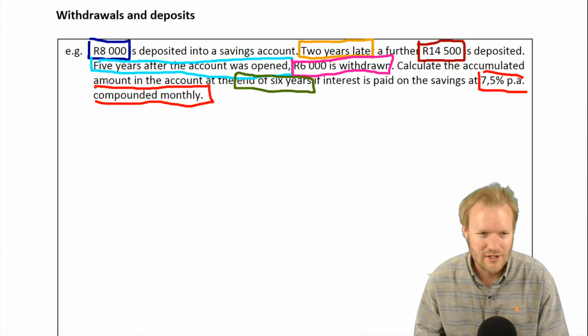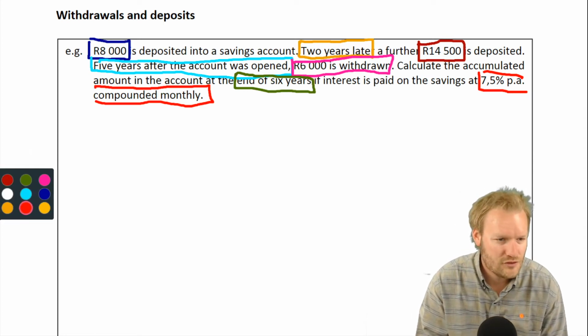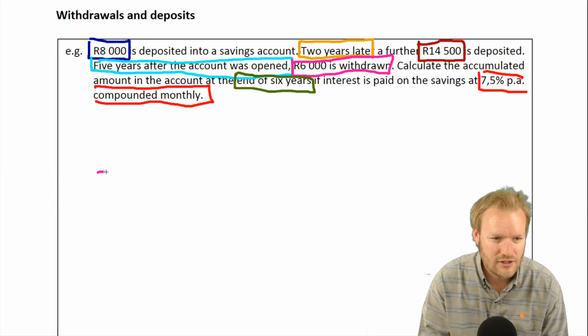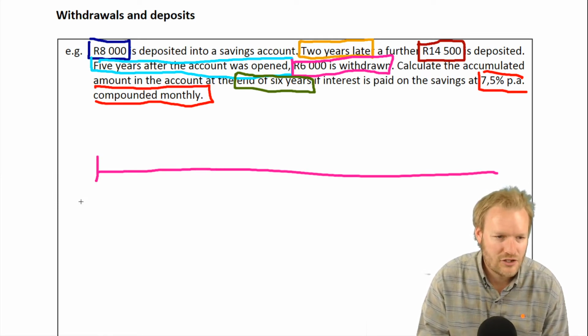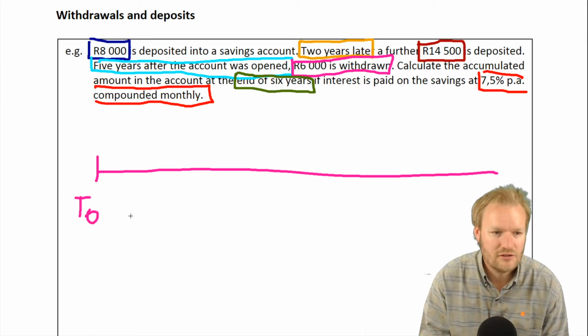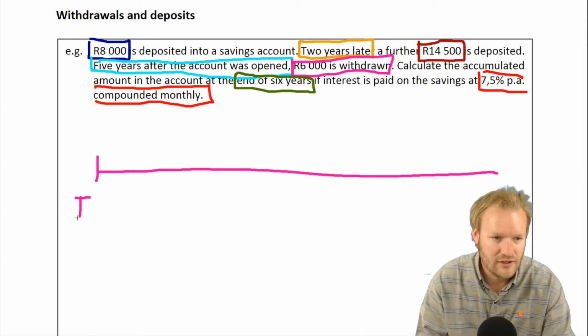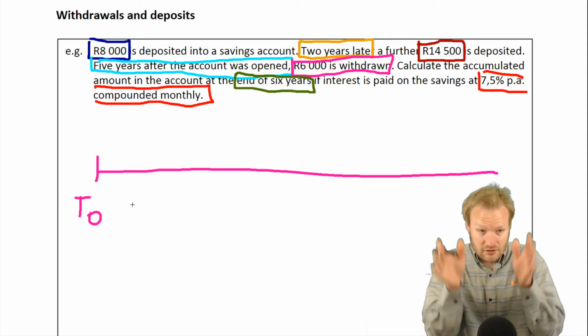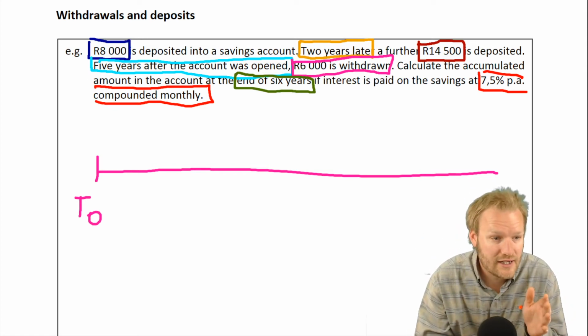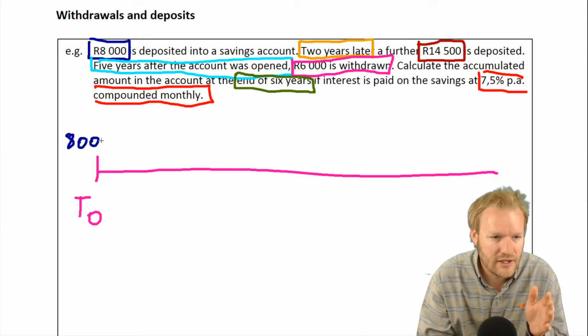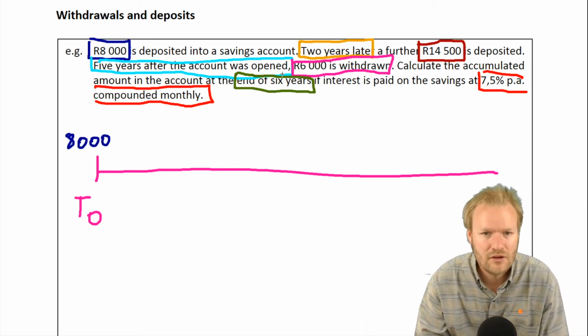Let's see how we can put this all in a timeline. So let's start with the timeline. We've got a timeline of when things happen. We're going to start at T0. That's when we're starting, right at the beginning. And what happens right at the beginning? We deposit 8,000 Rand. So we're going to say up here, let's put in 8,000 Rand.